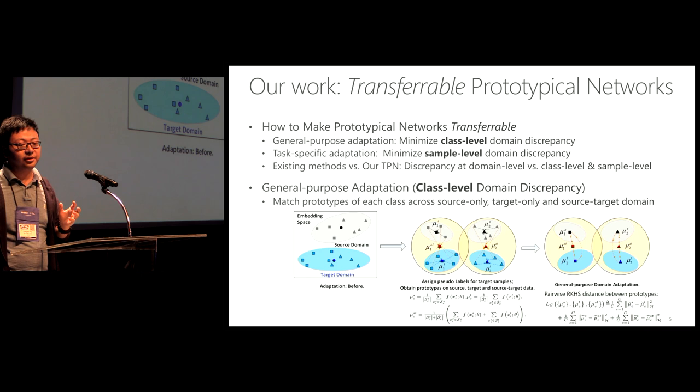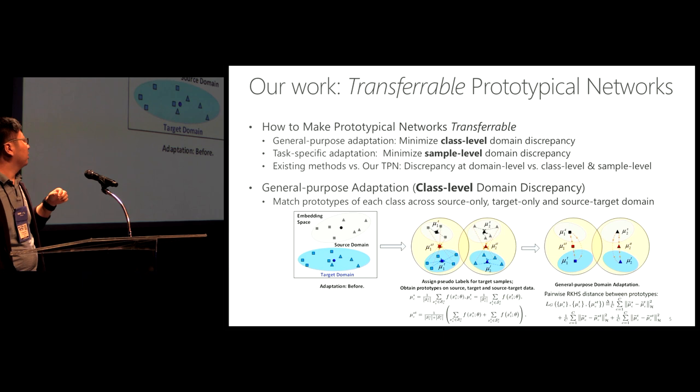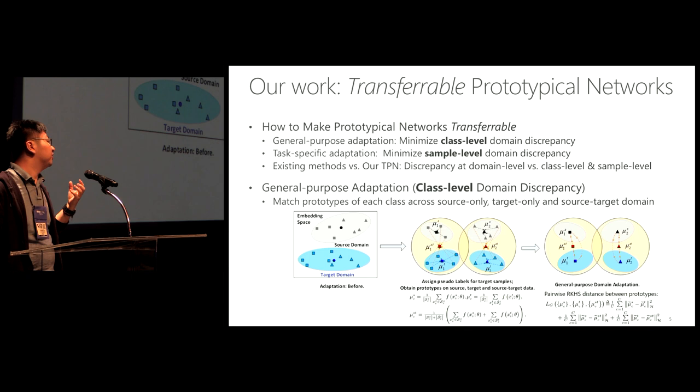Here we devise two adaptation mechanisms. One is the general purpose adaptation, which aims to minimize the class level domain discrepancy by matching the prototypes of each class across the source only, target only, and source-target domains. Because if we want to measure the class level discrepancy, we need to know the labels of the target samples.